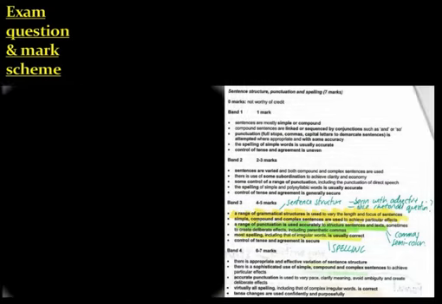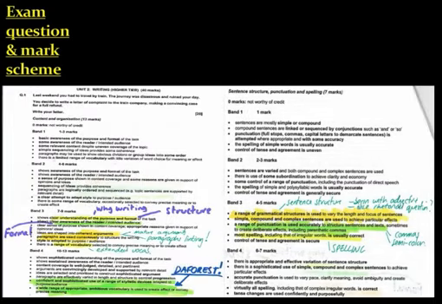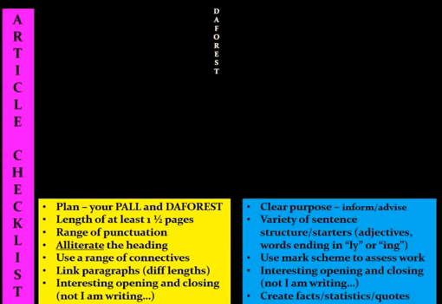Here's our mark scheme again. Out of 20 for each question, 13 for how you write, 7 for spelling, punctuation and grammar. If you use your DAFOREST, this is where you can get a range of stylistic devices, ambitious vocab, only available at band 4. Okay, so here's your article checklist, which you should all have a copy of.